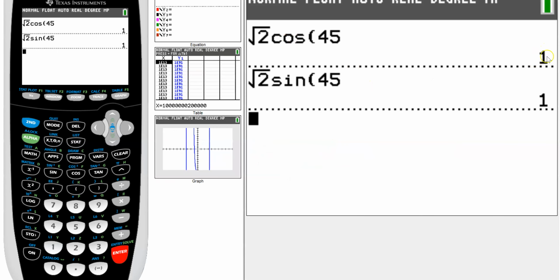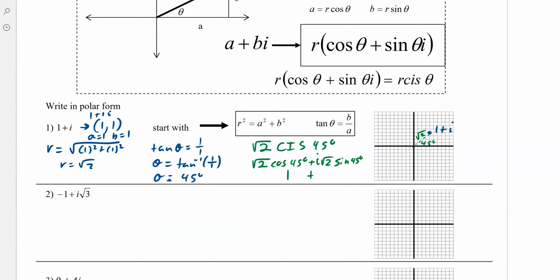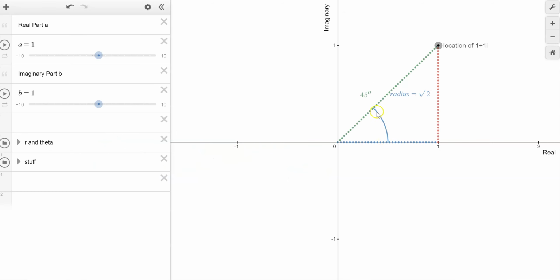So all we're doing is taking that number and converting it back to the radius and the angle that with a cosine and a sine would give us the a and the b that we need. So square root of 2 cosine of 45 is 1. Square root of 2 sine 45 is 1. So these represent the same thing. So this would be 1 plus i, just like we started. So this is our polar form of our complex number. So you can see here that an angle of 45 degrees with a radius of square root of 2 gives us our location of 1 plus 1i.